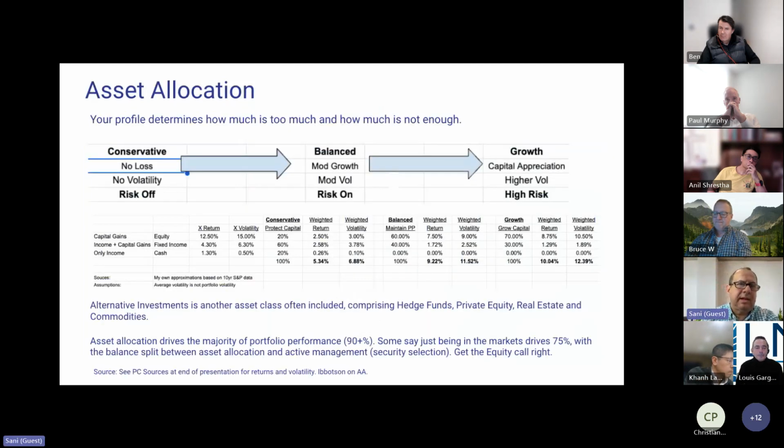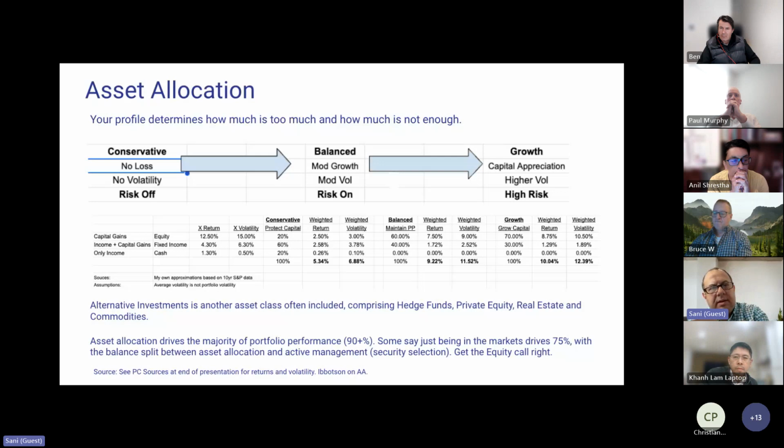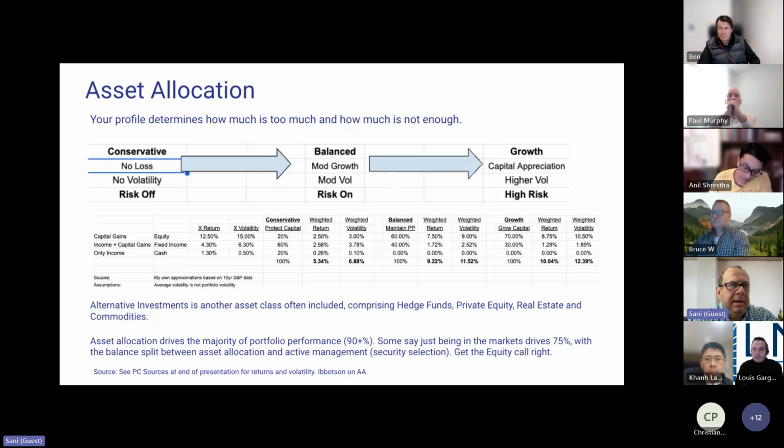So now when we look at asset allocation in a little more depth, here I've given you a chart which flows from the left, the least amount of risk, to the right, the most amount of risk. Very basically, if you're conservative, maybe you don't want to have any losses on your portfolio. You're not very willing to accept volatility. So you're in a risk off mode. You just want to preserve capital.